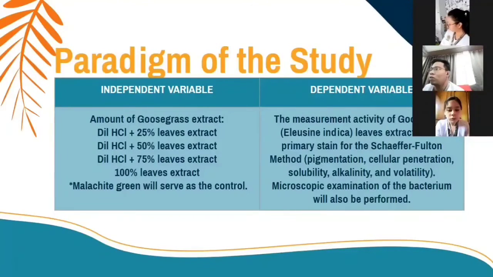Under independent variables, we are going to take the different densities and amount of goosegrass extracts. First, the diluted hydrochloric acid plus 25% leaves extract, diluted hydrochloric acid plus 50% leaves extract, diluted hydrochloric acid plus 75% leaves extract. And the final variable for the independent is the 100% leaves extract, which malachite green will serve as a control variable. The dependent variable will be the measurement activity of the goosegrass leaves extract as a primary stain for the Schaefer-Fulton method in terms of pigmentation, cellular penetration, solubility, alkalinity, and volatility. Microscopic examination of the bacteria will also be performed.